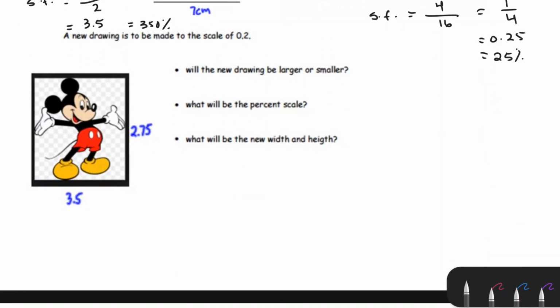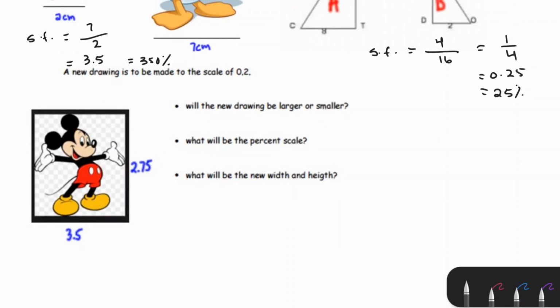So here we have Mickey Mouse. Right now it has a width of 3.5 and a height of 2.75. We want to make a new drawing that is a scale of 0.2. So it's going to be smaller. Because my scale factor is less than 1, that's a reduction. It's going to be smaller. If my scale factor was larger than 1, it's going to increase. It's an enlargement. If my scale factor is equal to 1, nothing is changing. I'm saying this shape is 100% of the size that it used to be, which is all that it was before.